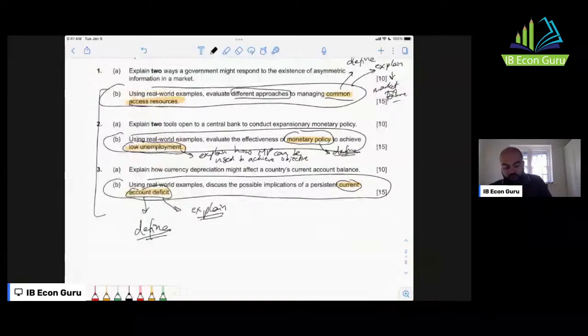You'll notice one thing they all have in common. They start with using real world examples, and they're all worth 15 marks. You should write any of those essays in 45 minutes.